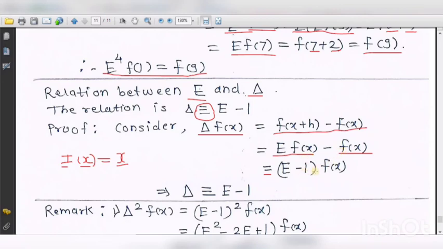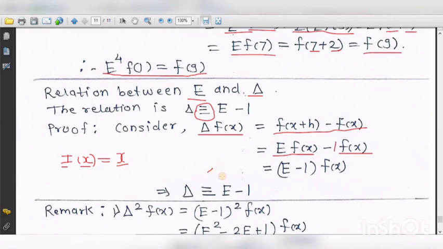Right? So here E operates on f(x), and the identity operator, which we have not written here, is also applied on f(x). As we are applying both on the same function, we can take it in the bracket: E from this and 1 from this. So it is (E minus 1) f(x). This is an equals sign here, not equivalent, as we are applying it on the function. So in this way, delta f(x) finally is equal to (E minus 1) f(x).